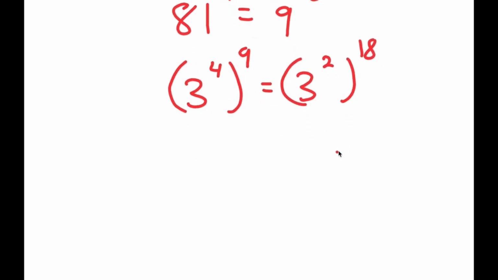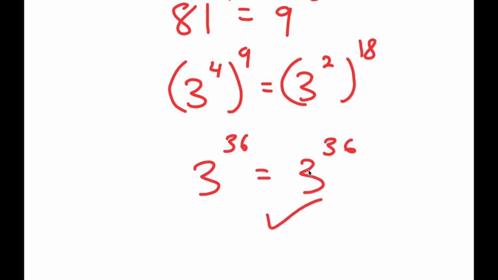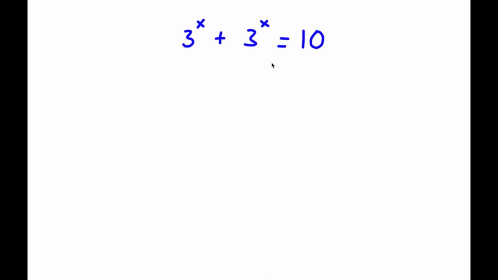the power of 18. And if I have something in the form a to the power of m to the power of n, that's equal to a to the power of m times n. So 3 to the power of 4 to the power of 9 is equal to 3 to the power of 4 times 9, which is 3 to the power of 36. And this is equal to 3 to the power of 2 to the power of 18, which is equal to 3 to the power of 36 as well. So this is right.